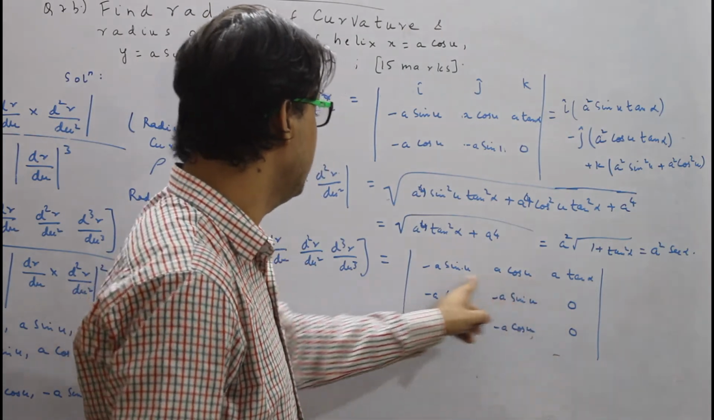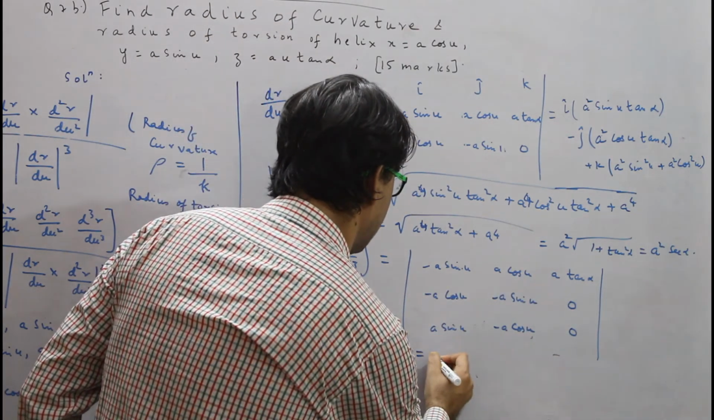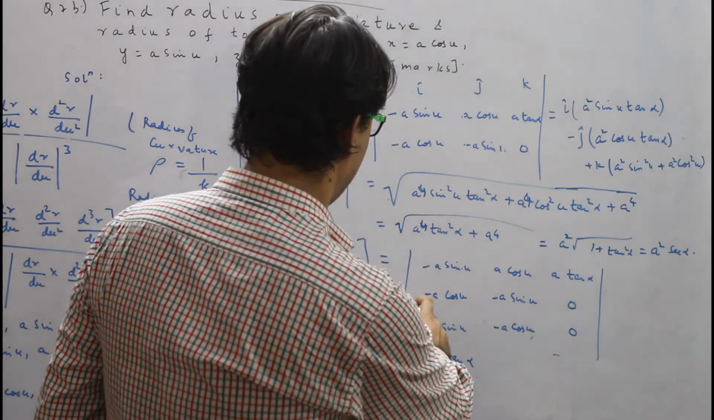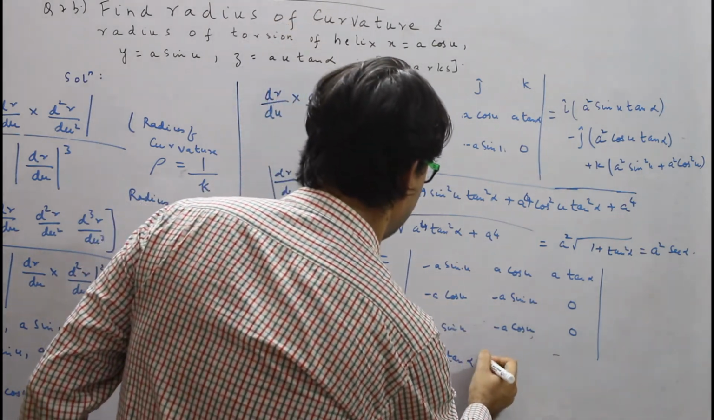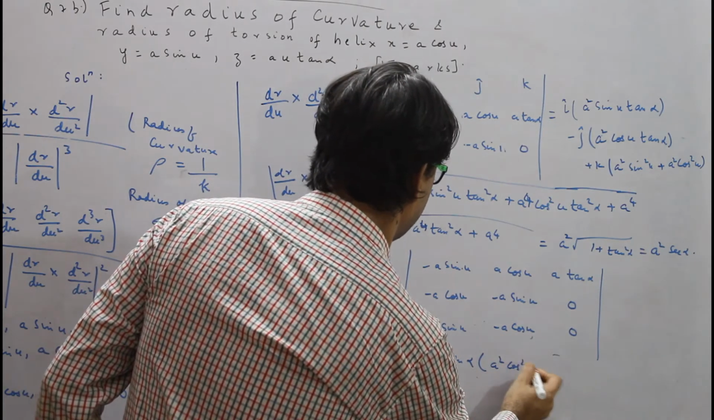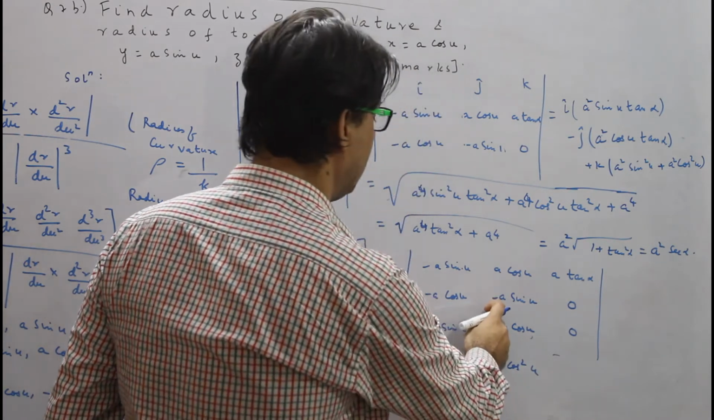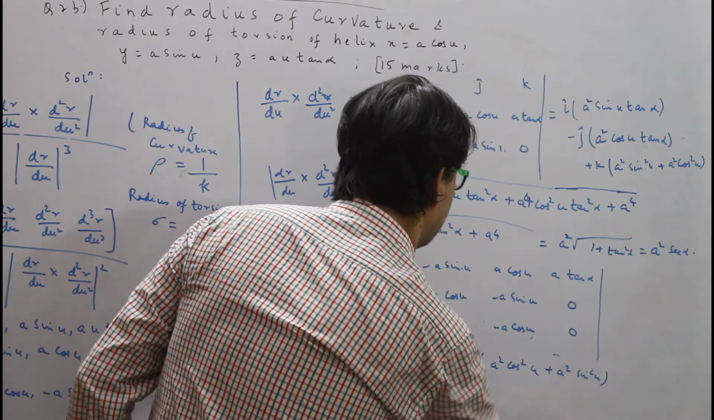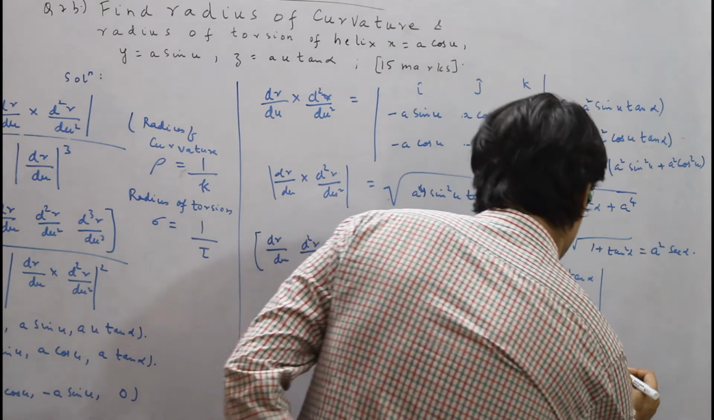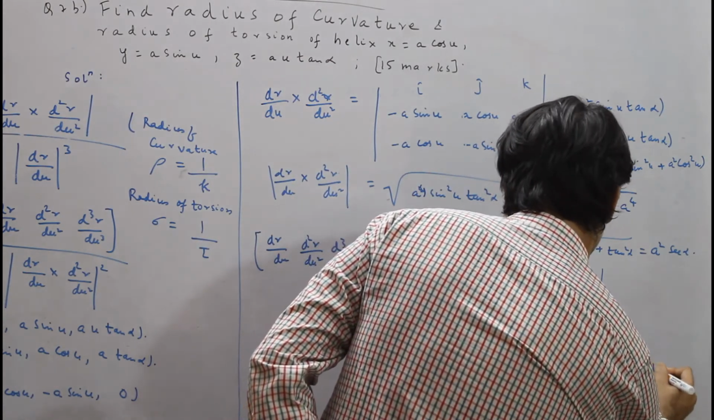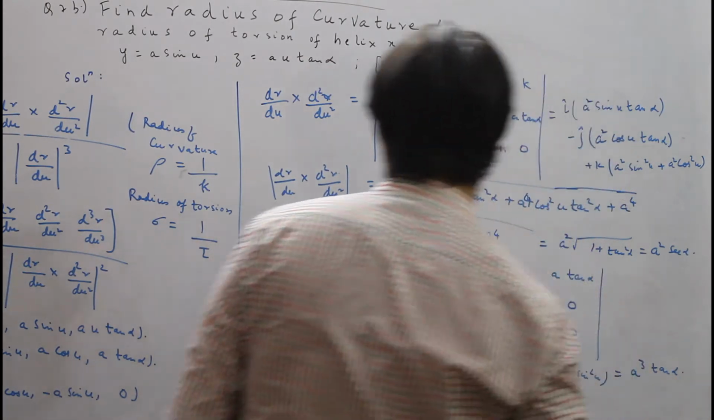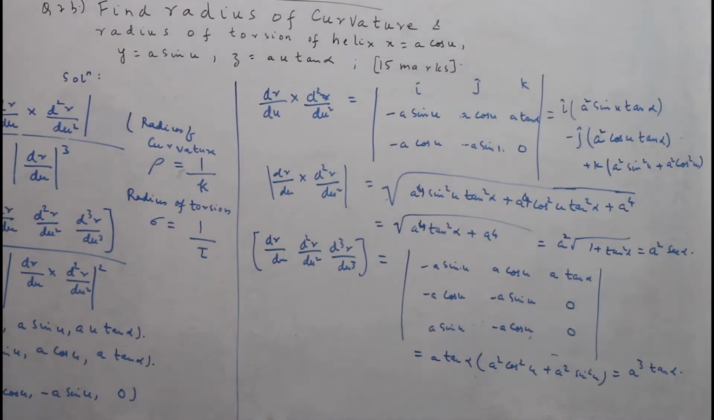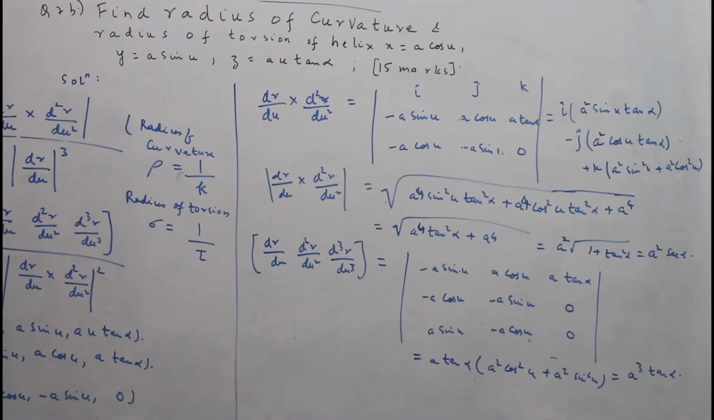So we can just take this component, and this is a tan alpha. Minus becomes plus. So this is a square cos square u, minus into minus becomes plus, so this is a square sin square u. So this becomes a cube tan alpha. And the final thing that we want is the modulus of dr by du.